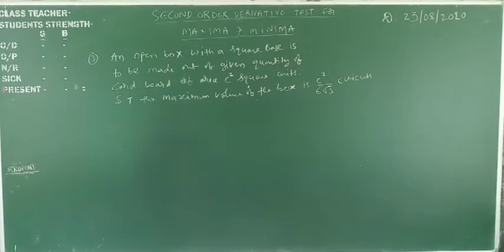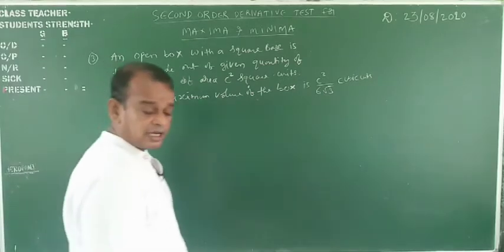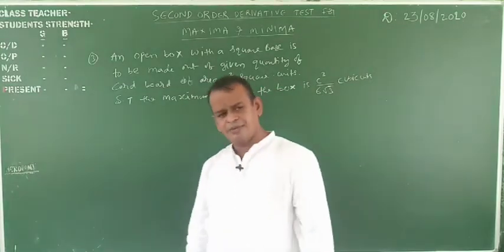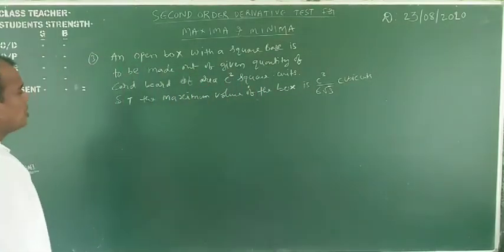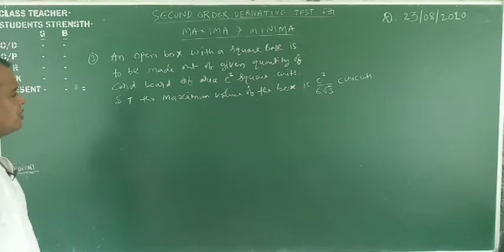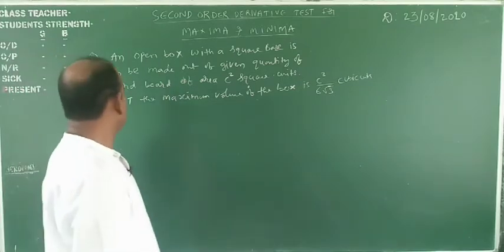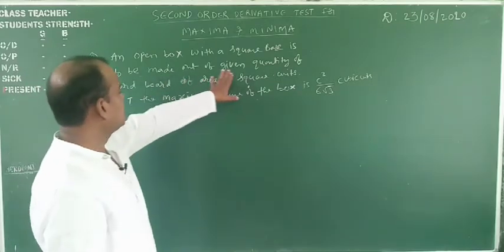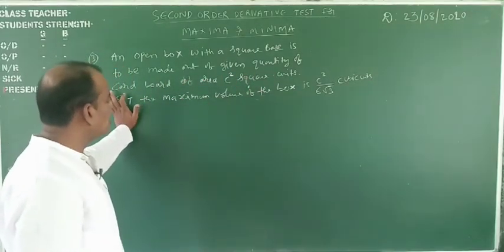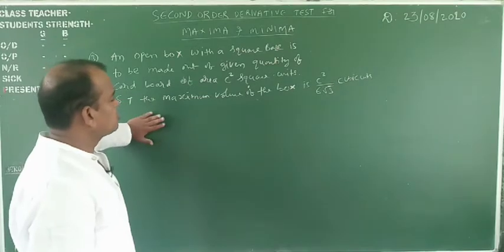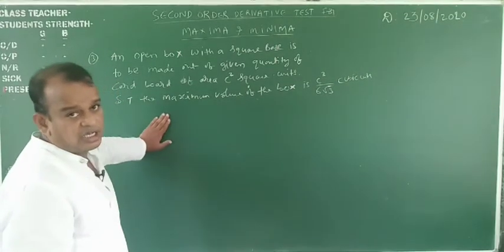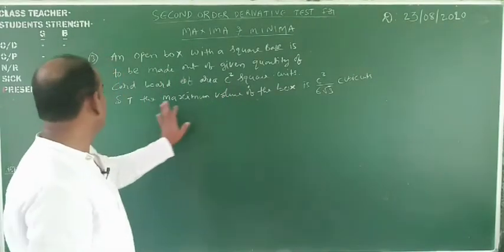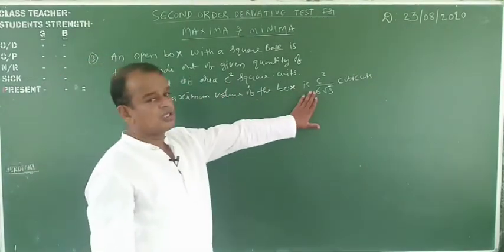Okay, my dear students, read the problem carefully. This is today's third problem, same process. An open box with a square base is to be made out of a given quantity of cardboard of area c square units. Open box with a square base means the remaining sides are vertical. The total cardboard used is the total surface area, which is given. So you have to show that the volume of the box is maximum.